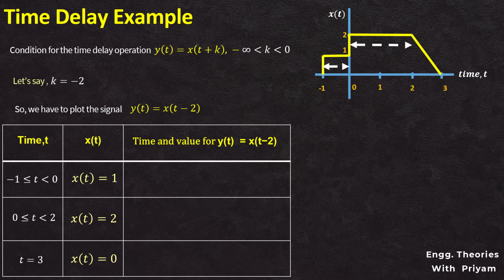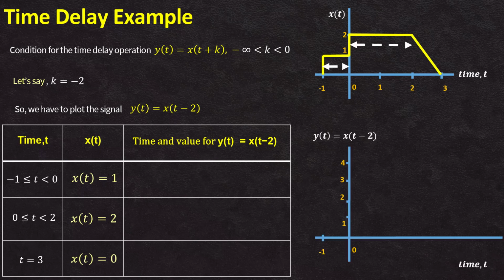To shift the signal x(t) to the right by 2 time units, we need to add 2 to each value of the time interval. The first time interval of the signal x(t), which is t greater than or equal to -1 and less than 0, if we add 2 to this time interval, then the new time interval for the signal y(t) will become t greater than or equal to 1 and less than 2, and the value of the signal y(t) will be the same as the value of the signal x(t), or y(t) is equal to 1.